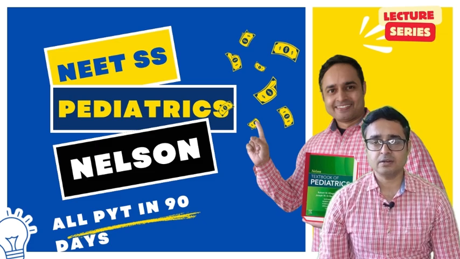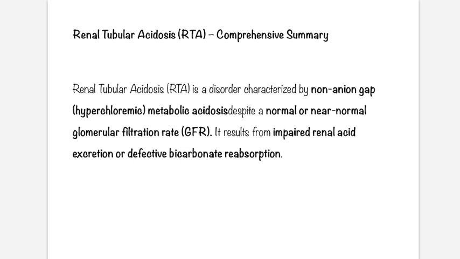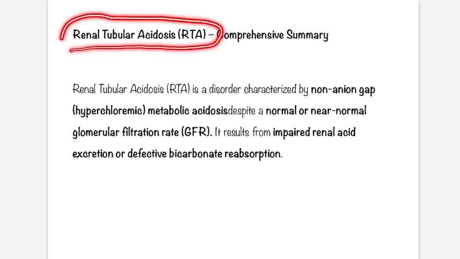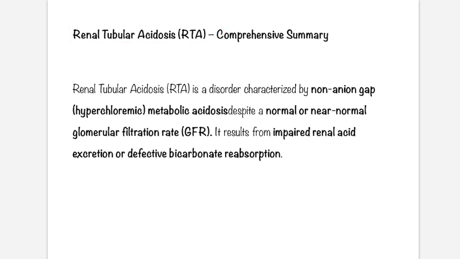Today we will discuss a very important topic in pediatric nephrology, that is renal tubular acidosis. This is an important entity and it is commonly encountered in OPD settings, also in ICU settings. It is more prevalent than thought of.